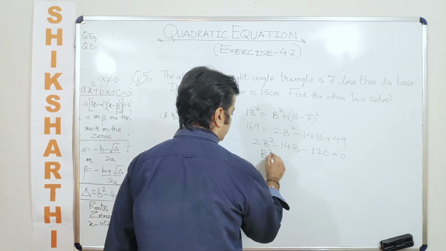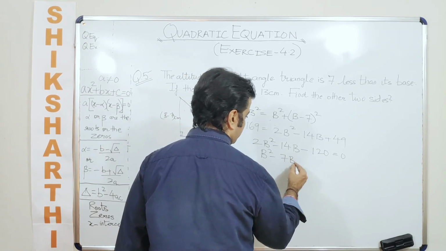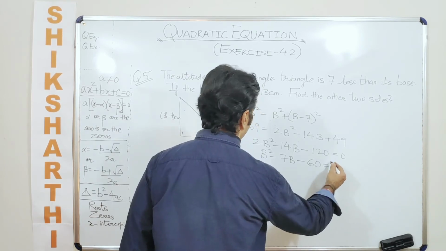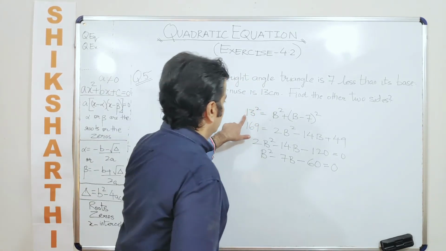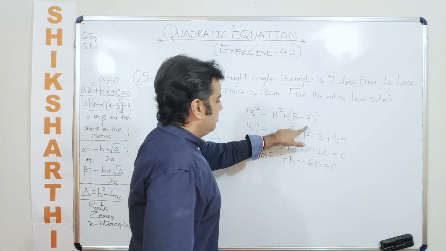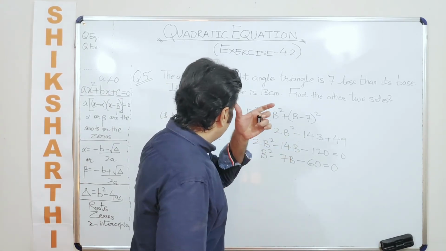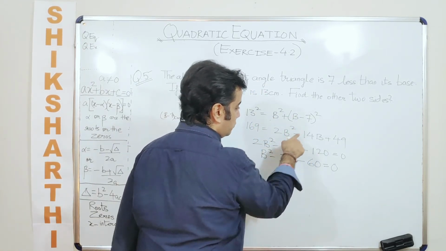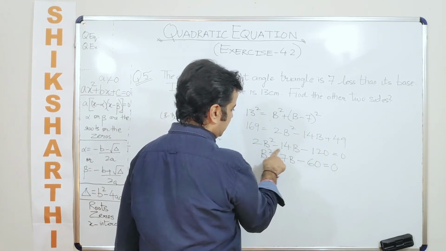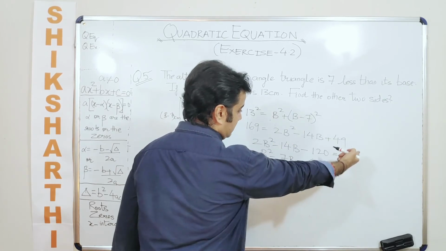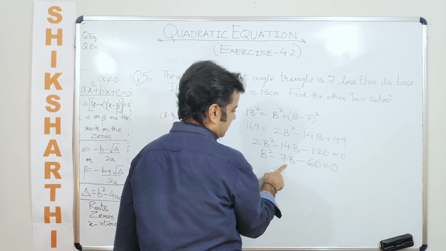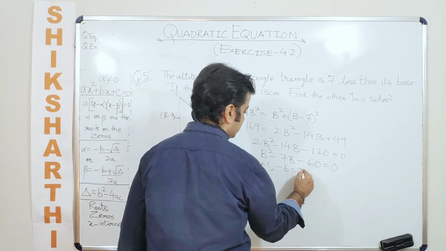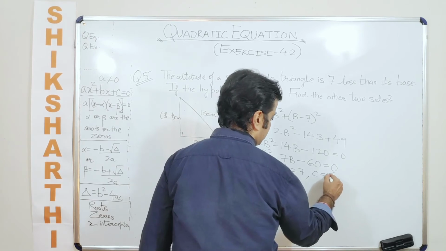Solving this further, we'll be able to say b square minus 7b minus 60 is equal to 0. Let's see whether we have solved it correctly or not. So 13 square is equal to b square plus b minus 7 whole square. B minus 7 whole square, this is b square plus b square, which makes it 2b square minus 14b plus 49. So 2b square minus 14b. This comes on this hand side, which makes it this. So b square minus 7b minus. So from here, can I say a is equal to 1, minus b is equal to 7 and c is equal to minus 60.